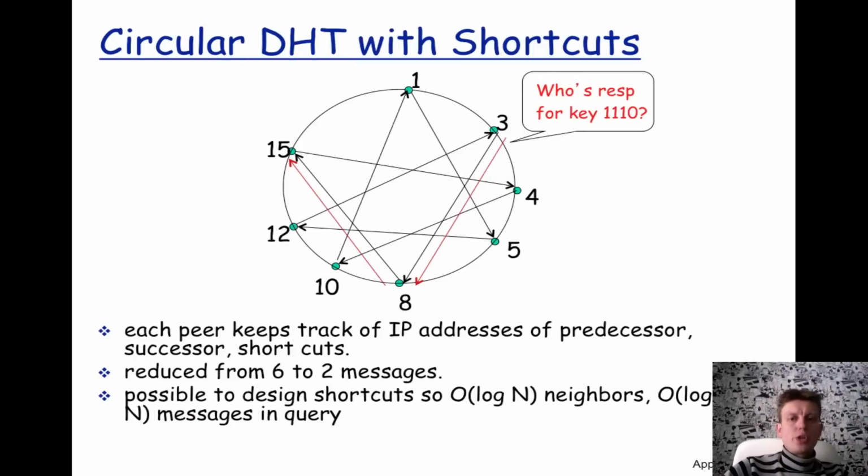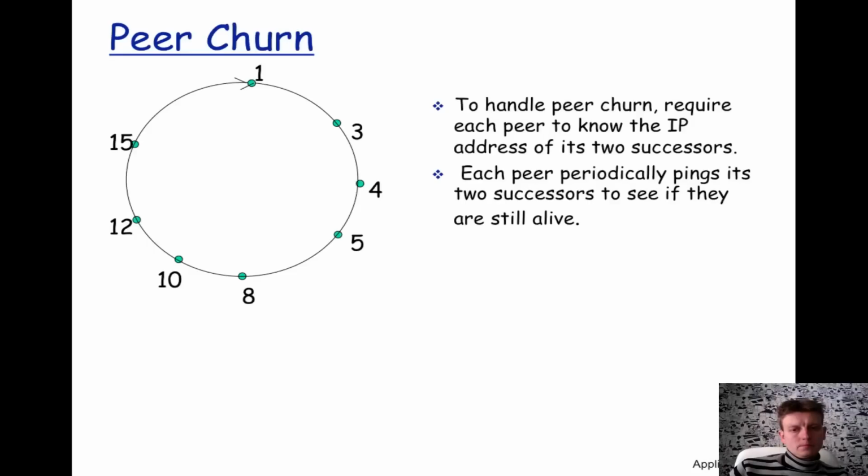We can further optimize the performance of the searching procedure by making the peers remember not only the successor and the predecessor, but also some shortcut peers, the identifiers of the shortcut peers. In this case, we may drastically reduce the number of messages that are sent in the overlay network. We may achieve a complexity of log n messages in a query. So let us now consider a problem case.